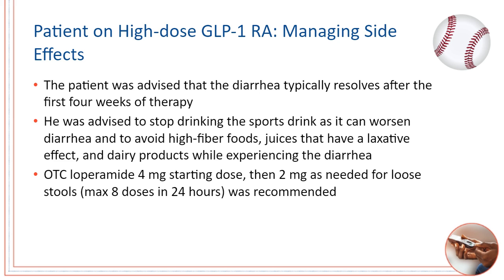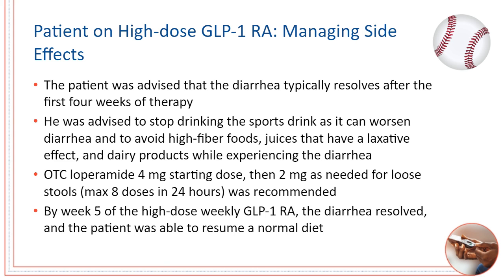The over-the-counter loperamide 4 milligram starting dose, then 2 milligrams as needed for loose stools. The package recommendation is no more than 8 doses in 24 hours. By week 5 of the high-dose weekly GLP-1 receptor agonist, the diarrhea had resolved and the patient was able to resume a normal diet.